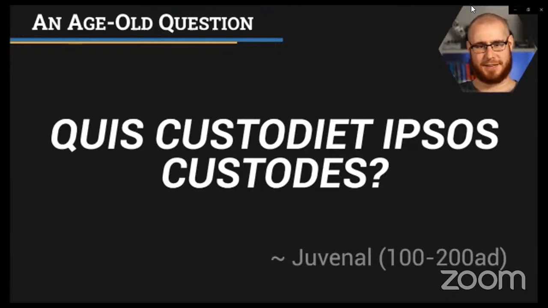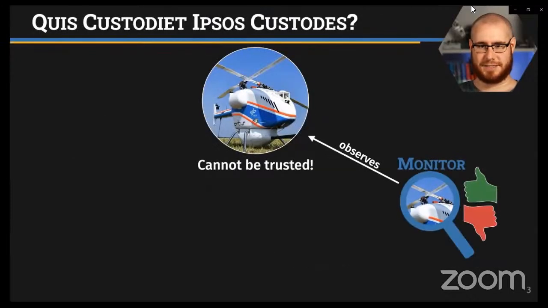This question is particularly interesting for runtime monitoring, because here we have a system which we cannot trust. So we employ a monitor, and this monitor observes the system and tells us whether everything is going according to plan or something is going wrong. Now, since we know we can't trust the system itself, why would we want to trust a monitor? So our goal here is to verify the monitor.